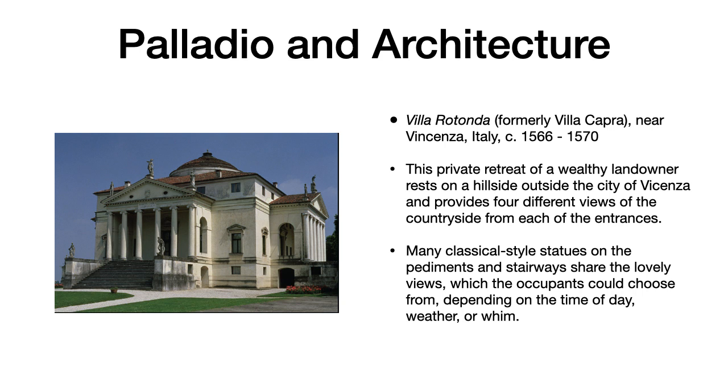Villa Rotonda. It's near Vicenza, Italy. This private retreat of a wealthy landowner rests on a hillside outside the city of Vicenza and provides four different views of the countryside from each of the entrances. Many classical-style statues on the pediments and stairways share the lovely views from which the occupants could choose depending on the time of day, weather, or whim.